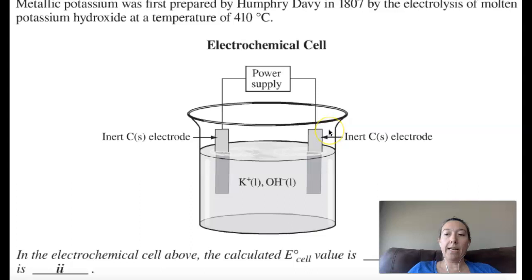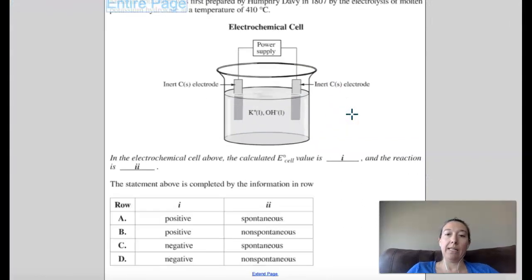Okay, so looking at a couple of diploma questions, same as before, we'll just work through a couple of them. I will leave the rest of them for you to do. So here we have a cell. So in the electrochemical cell above, notice how it says electrochemical. It's not telling us specifically what kind. The calculated E0 cell value is blank. So what we need to do is look at the picture, right?